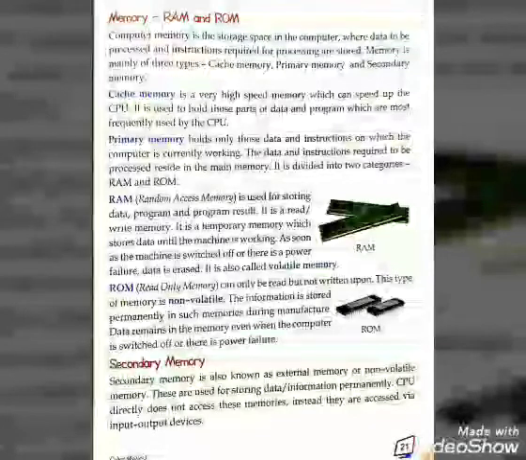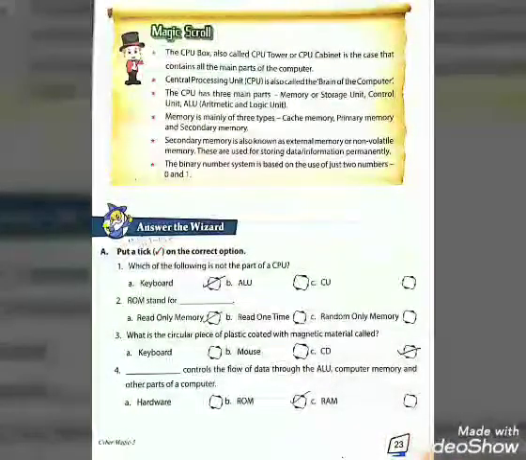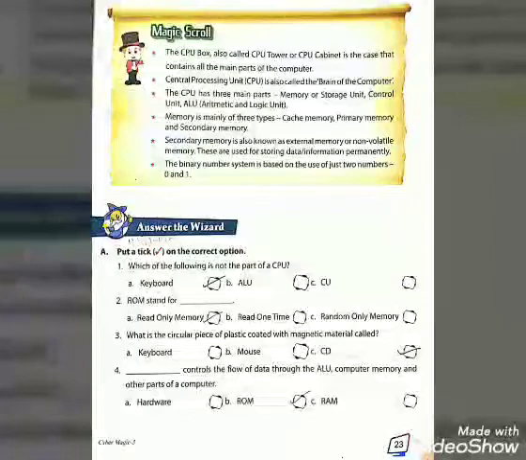So it's time for your homework. Your homework is to put a tick on the correct option. Question number 1 is, which of the following is not the part of a CPU? Here your correct answer is keyboard, and ROM stands for read only memory. Question number 3, which is the circular piece of plastic coated with magnetic material called, that is CD. Question number 4, controls the flow of data through the ALU, computer memory, and other parts of a computer, that is ROM, that is read only memory.